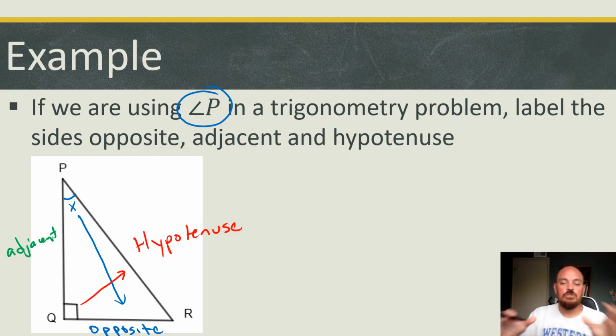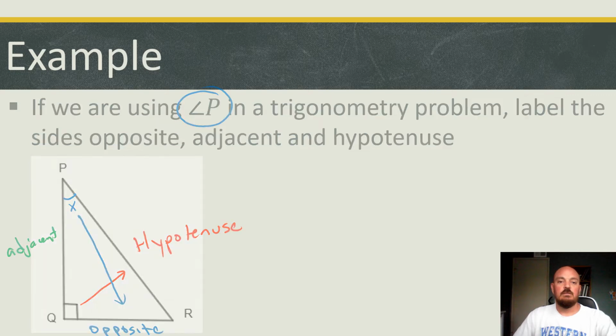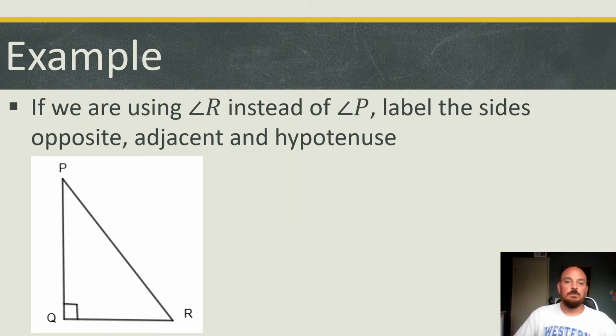All right, now just to show you why picking the angle is important, let's repeat the same example, but we will use angle R instead of angle P. So now all of a sudden in my question, I'm using angle R. Maybe the X is down here.